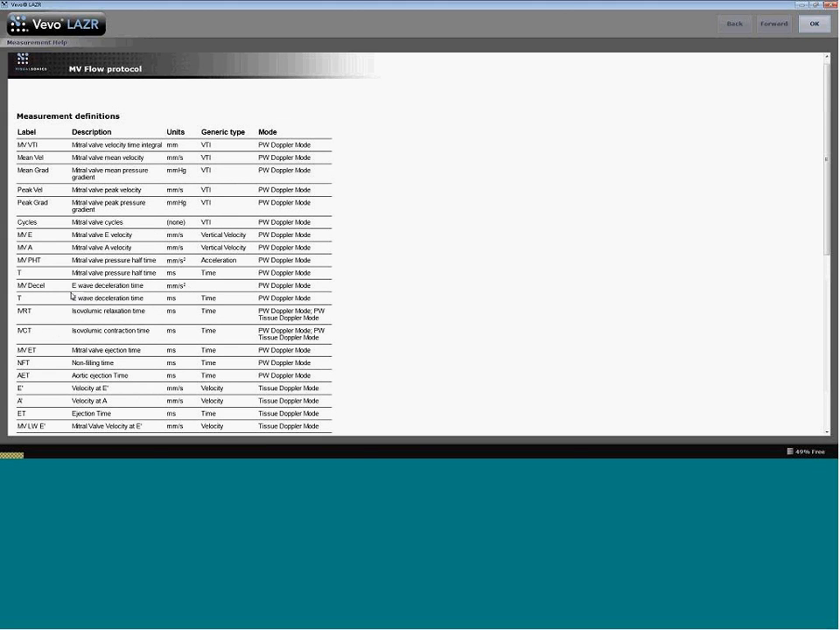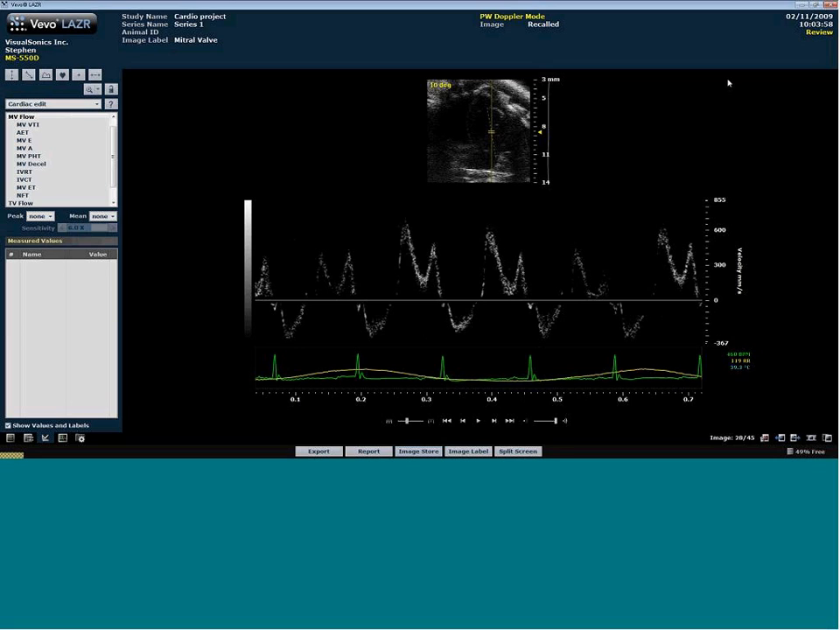So to look these up here, the acronyms are IVRT and IVCT, the isovolumic relaxation and contraction times. The NFT and AET are the non-filling and the aortic ejection times. So the placement of these measurements are laid out in the measurement guide. Again, I recommend checking out the customer website and looking at the measurement guide.